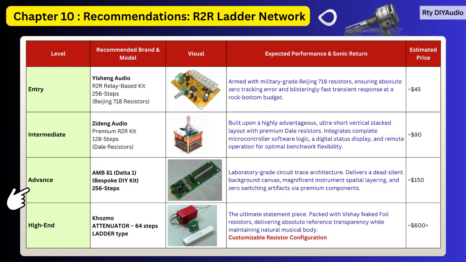For the advanced builder, the AMB Delta 1 Bespoke DIY kit sits at $150, offering a laboratory-grade circuit canvas that opens the gate for custom boutique resistor rolling. And at the ultimate high-end peak, the custom Khozmo 64-step ladder type starts at $600, packed with internal micro relays and boutique naked foil options to deliver the ultimate uncompressed audio blueprint. Build it right, match it perfectly.